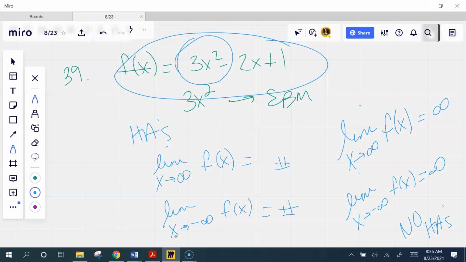If you think about it too, we use this to model the end behavior, and if you plug infinity in there, 3 times infinity squared, we're going to infinity. Are there ever horizontal asymptotes? If you're talking about just a regular polynomial function, no.